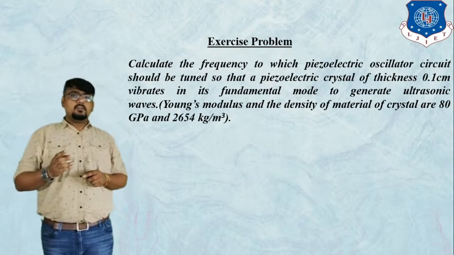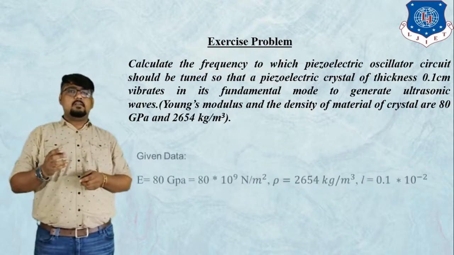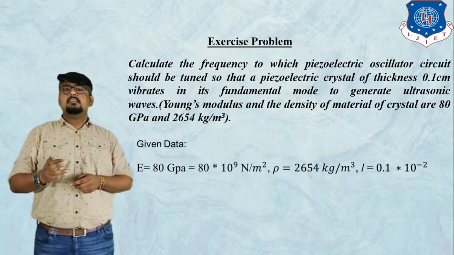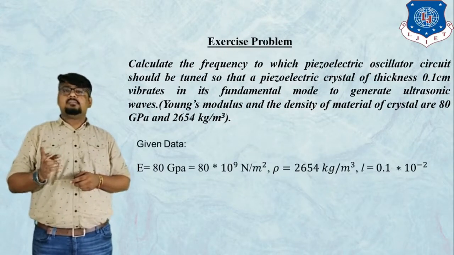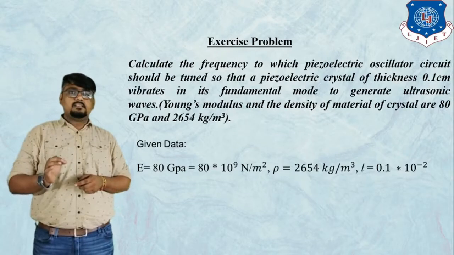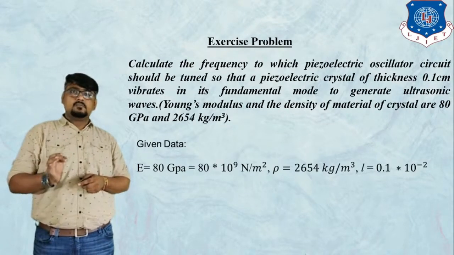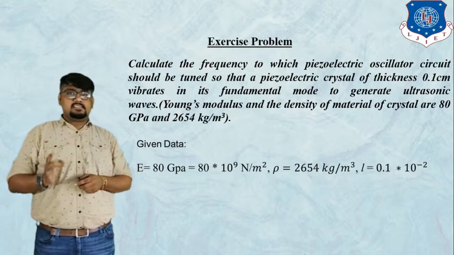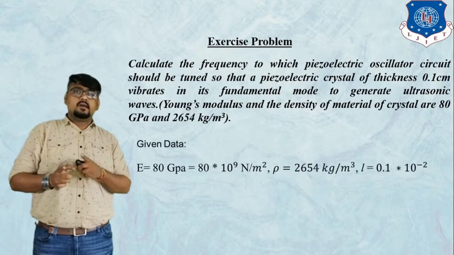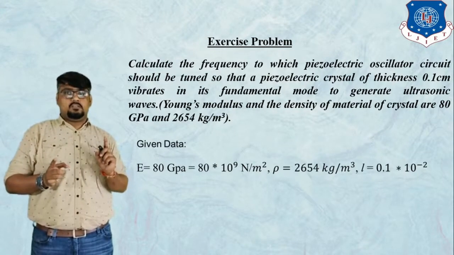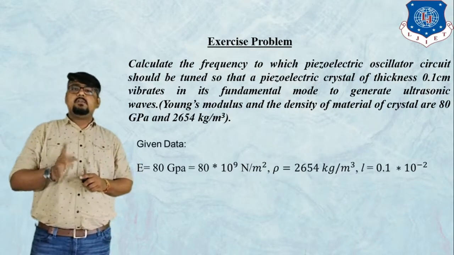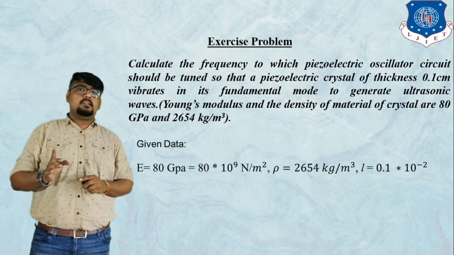Let us first of all discuss the given data. First, the Young's modulus: E equals 80 gigapascal. You might be aware that Pascal is nothing but Newton per meter square, and giga means 10 raised to 9. So 80 into 10 raised to 9, we have converted into SI units. The first step to solve any numerical is to match the units. Without matching units, you cannot go further. We have converted it to 80 into 10 raised to 9 Newton per meter square, in SI units.